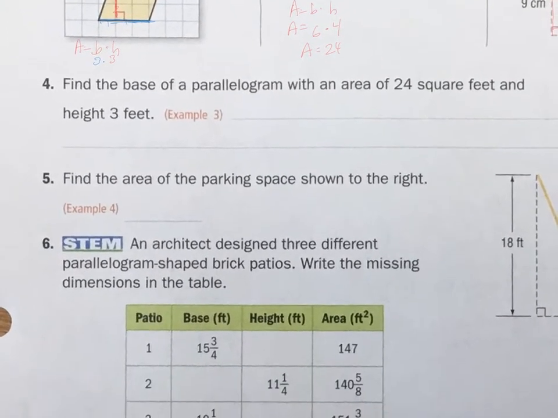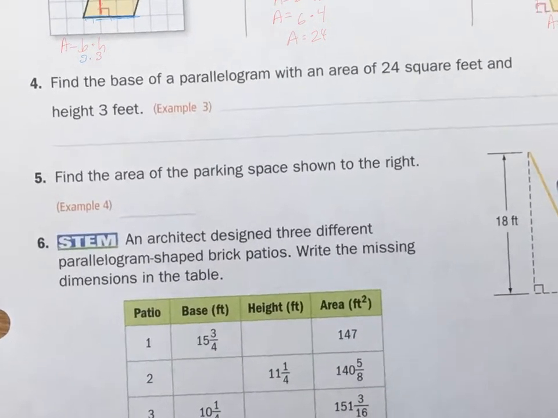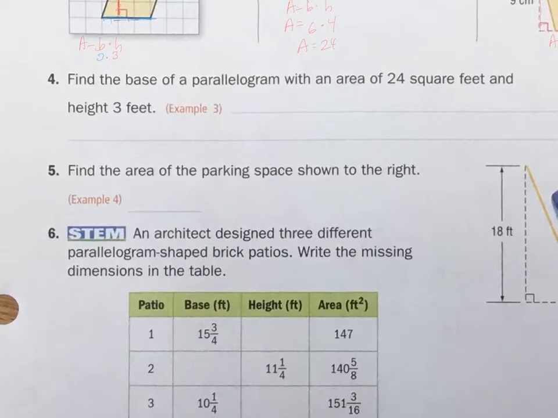Okay, number 4. Find the base of a parallelogram with an area of 24 square feet and a height of 3 feet. So area equals base times height. We want to find the base. This is what we're going to be looking for. It gives us the area: 24 equals base times a height of 3.